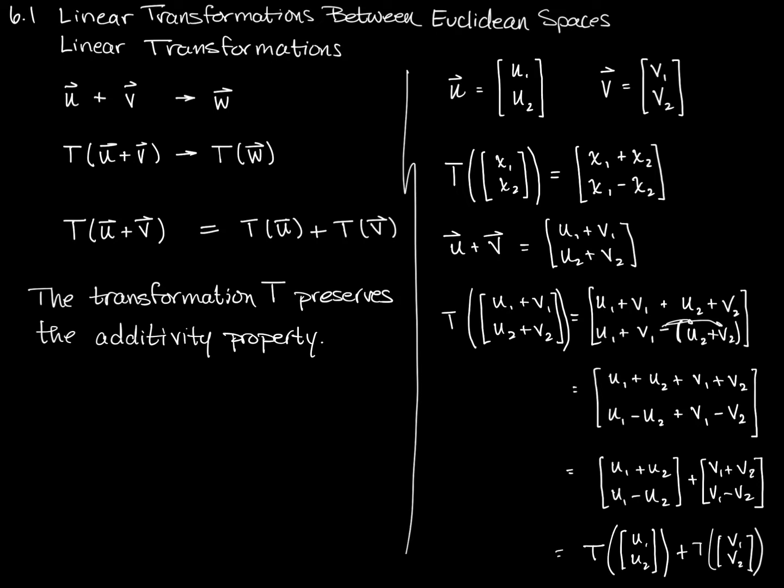So that's what that means, and we'll do it with a couple more examples in just a minute. But the other property that's critical here is scalar multiplication. And in this context, what we're going to call that is the homogeneity property. We say that the transformation is homogeneous, or that it preserves the homogeneity property. And I'll talk a little bit more about that on the next screen.